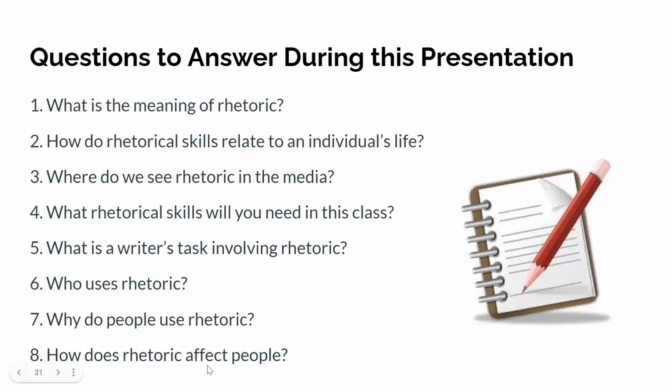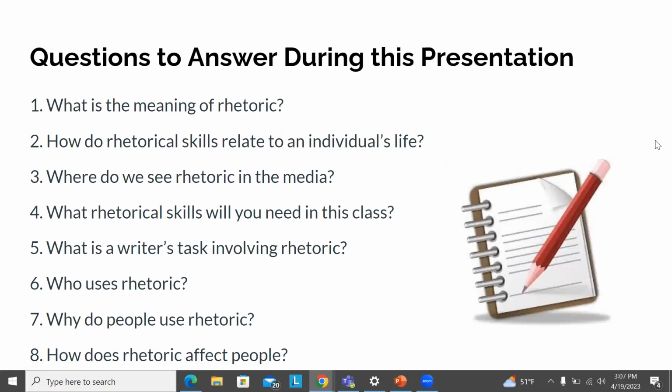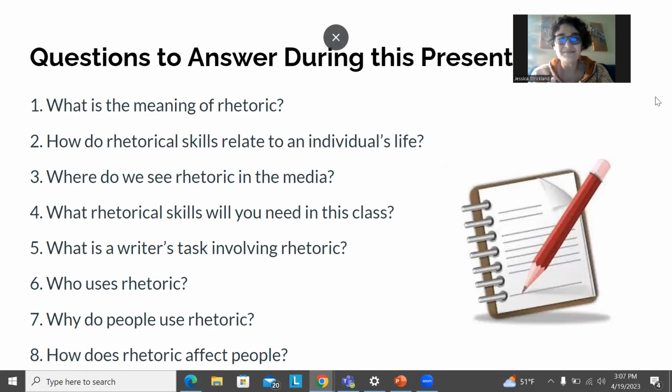Okay, so here we are back to the question. What is rhetoric? Rhetoric, remember, is the study of language, written, spoken, and non-verbal, and how it impacts society.